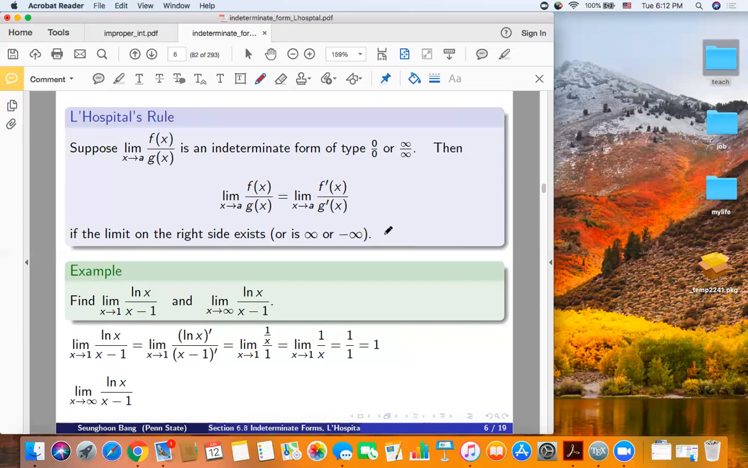Second example, the limit of ln of x over x minus 1, as x approaches infinity. What happens? The top is going to positive infinity. Infinity minus 1 approaches infinity. So what does it mean? We have the second type, infinity over infinity. So we use the L'Hopital rule. Like this, we have the same answer.